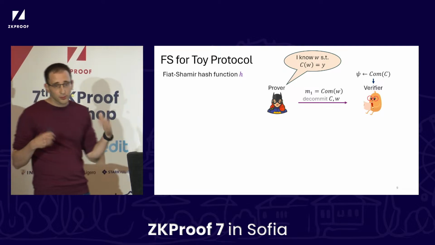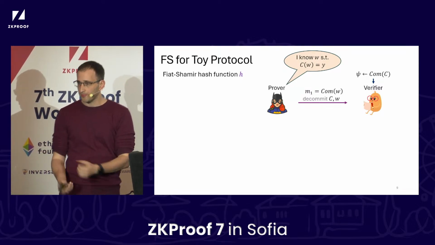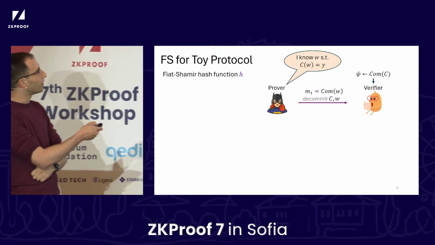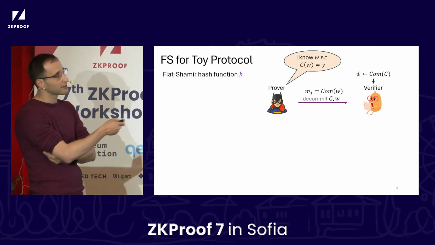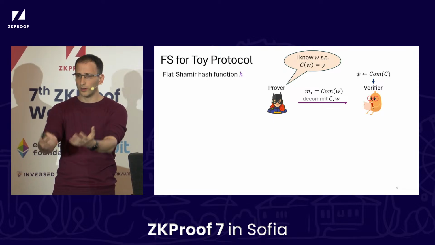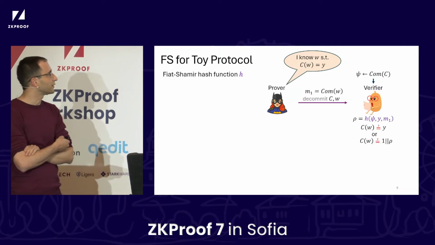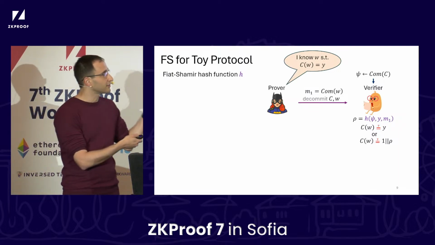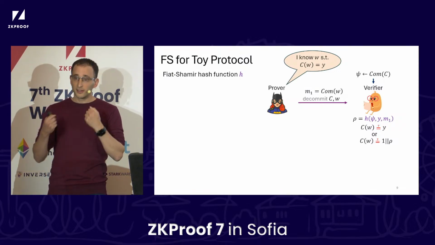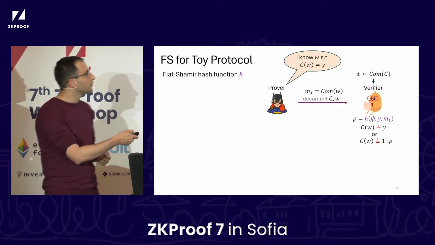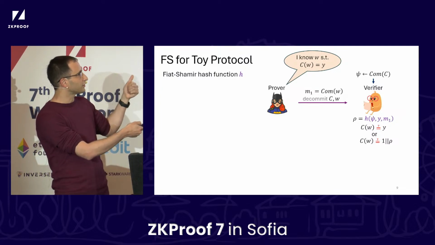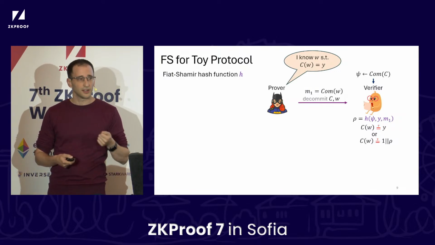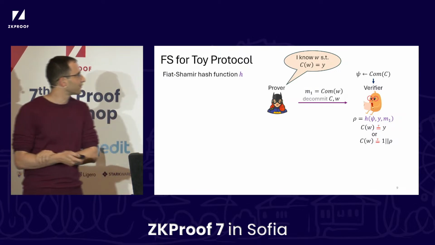What happens to this protocol after we apply Fiat-Shamir? Okay. So we're going to send M1, and we're going to send the decommitment C and W, all in one shot. And what is the verifier going to do? He's going to do the exact same thing, only he's going to derive the randomness rho using the Fiat-Shamir hash on the digest, okay, and Y and M1. Okay, so this is the compiled protocol.